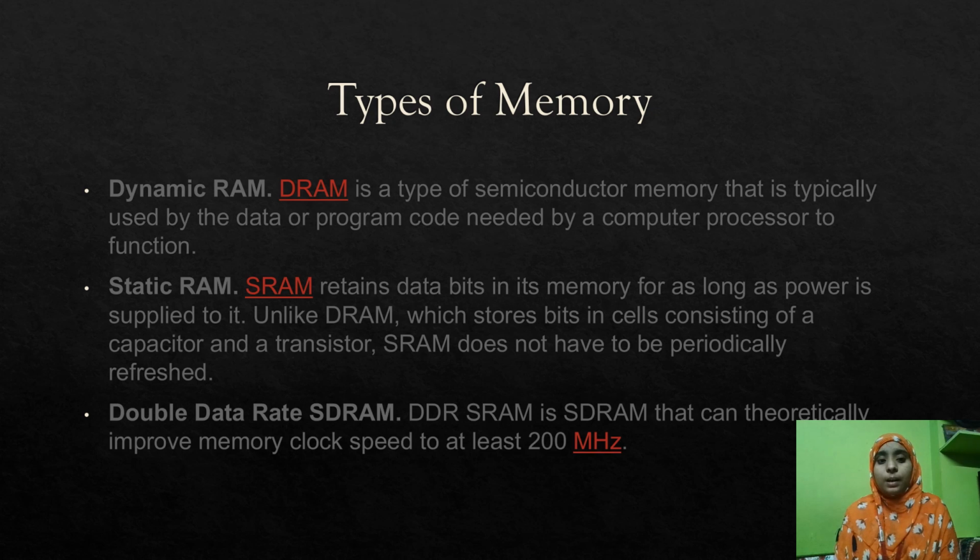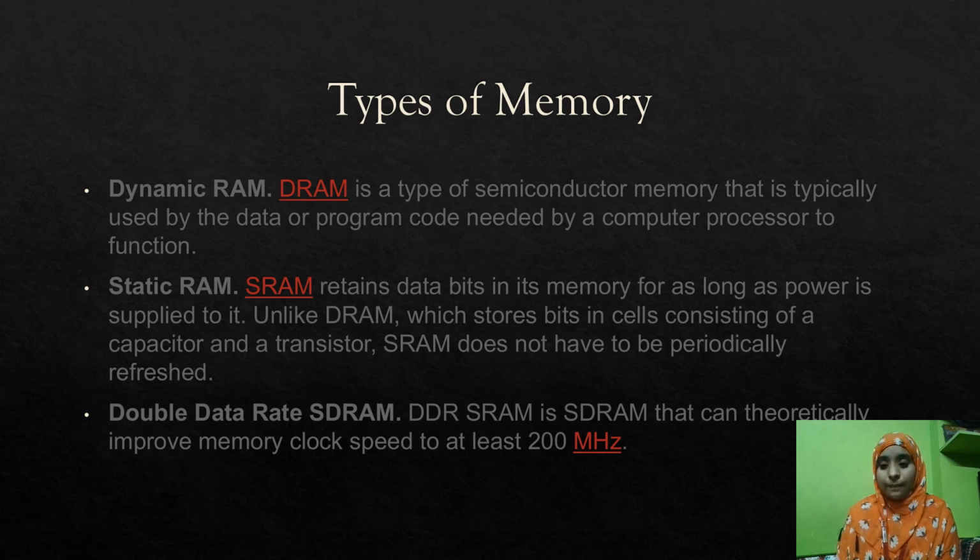DRAM. The abbreviation DRAM stands for dynamic random access memory. It is a type of semiconductor memory. It is used for the data or program code needed by the computer processor to function.